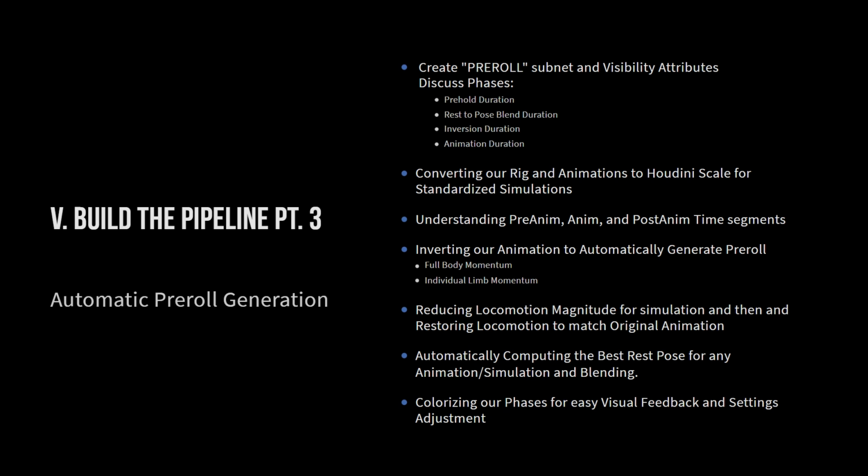If it's a muscle simulation, we can color this based on the phase, so we can know where our animation starts, how long each of these phases are, and we can more easily adjust this. If we want a longer rest to pose blend duration, we can easily find that color and know exactly when it starts the blend and exactly when it ends the blend. Or if we want more inversion duration, we can see that color and we can adjust it.